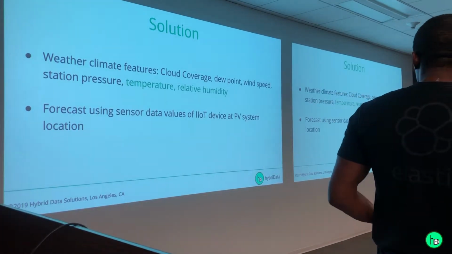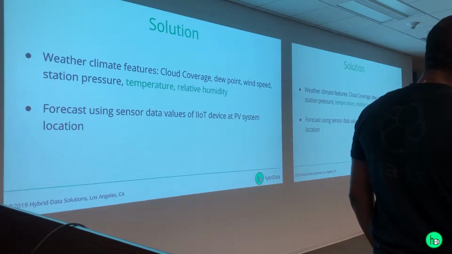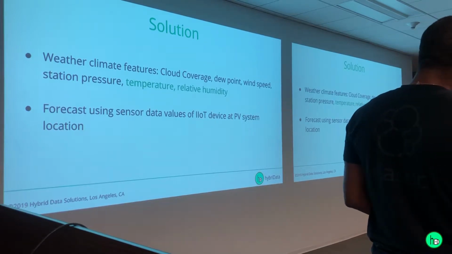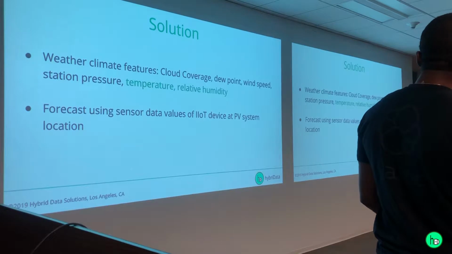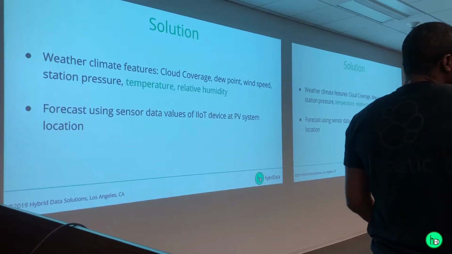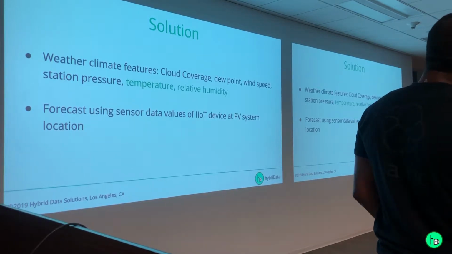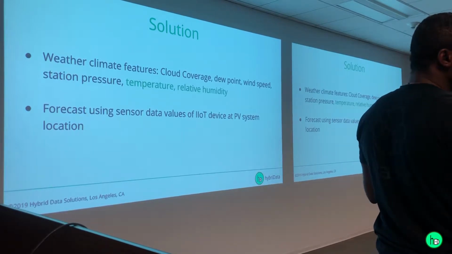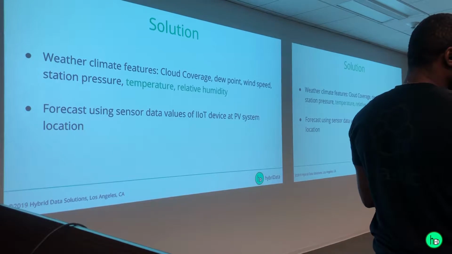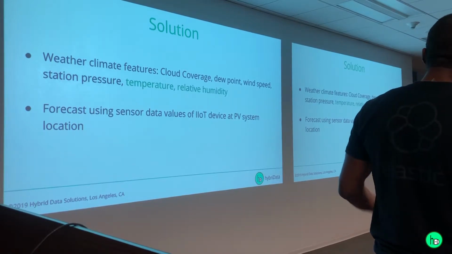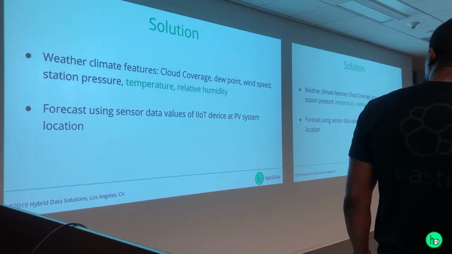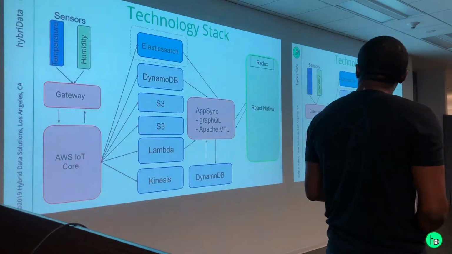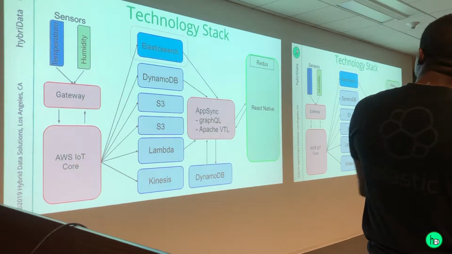So based on that, we advised them to install IIoT sensors made up of humidity and temperature sensors in the location of those PV modules. Because previously their analysis was not based on any IIoT sensors within the location of the PV systems, but just general third-party weather data. So based on this, I'll give you a feel of how the stack looks.